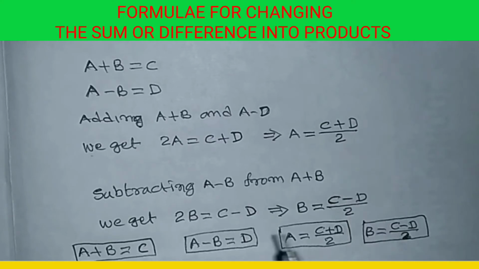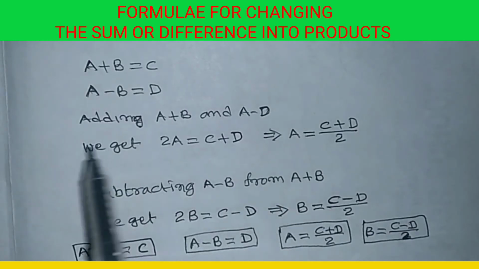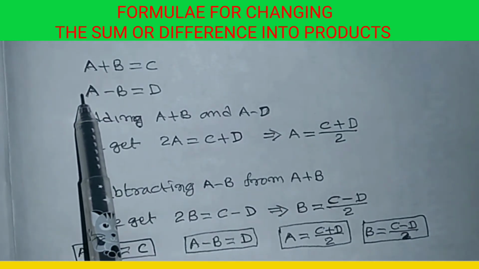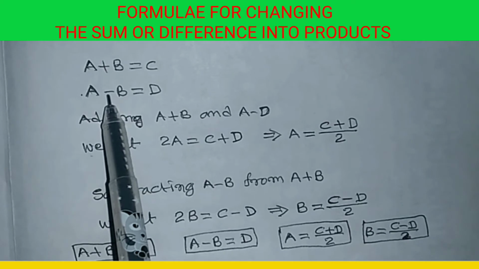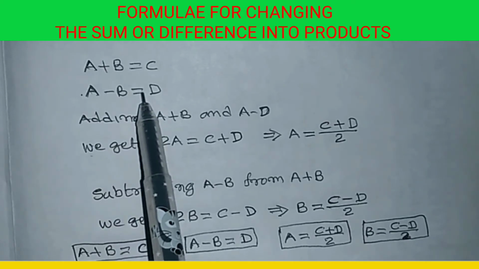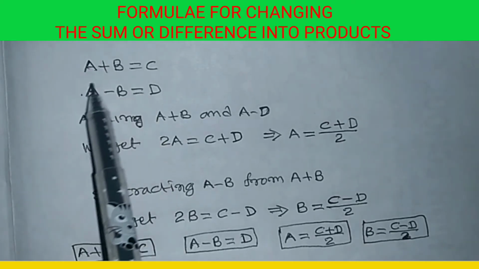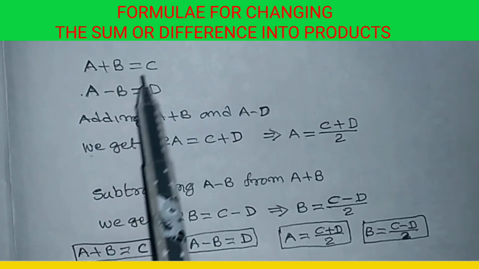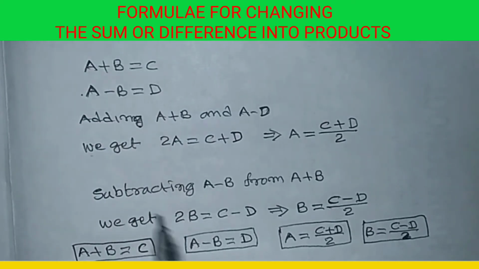Subtracting A minus B from A plus B: minus plus, minus, A cancelled, B plus B is 2B, C minus D. Subtracting A minus B from A plus B, we get 2B is equal to C minus D, B is equal to C minus D by 2.